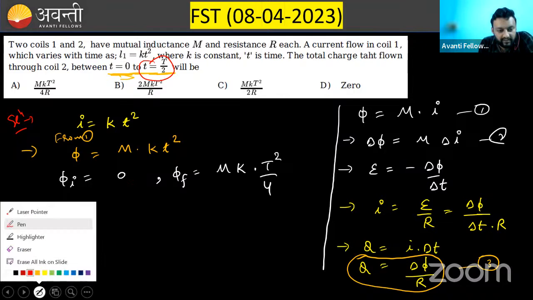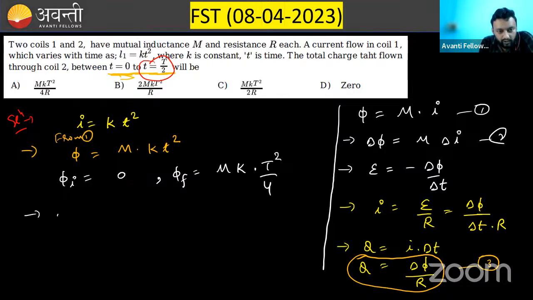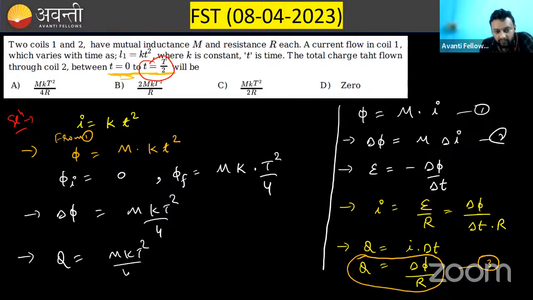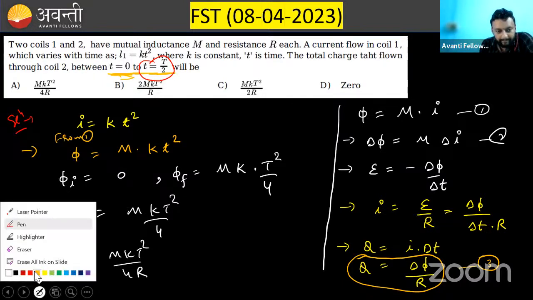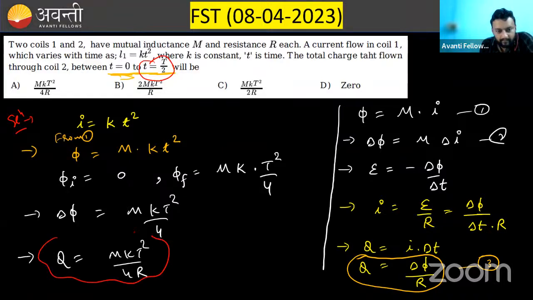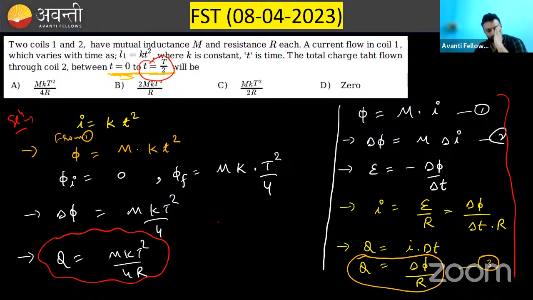So what is the change in flux? Delta phi, if you see, will become M K T square by 4. This is delta phi. So what will be the charge? Q is equal to delta phi by R, that is M K T square by 4R. This is the concept part and this is the question part. You can see that.